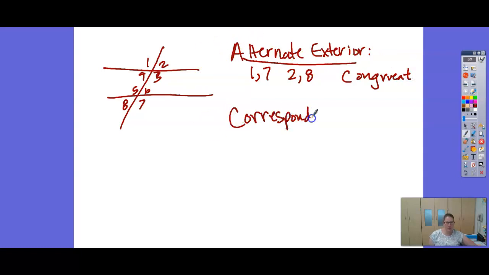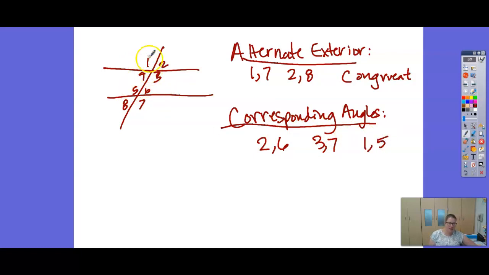And then lastly, we have something called corresponding angles. Corresponding angles are going to be in the same position, just on separate parallel lines. So like angle 2 and angle 6 are corresponding, angle 3 and 7 are corresponding, 1 and 5 are corresponding, because 1 is on the top of the parallel line on the left of the transversal, and same with number 5, it's on top of the parallel line and on the left of the transversal, and then 4 and 8 are corresponding. Okay, and corresponding angles are also congruent.